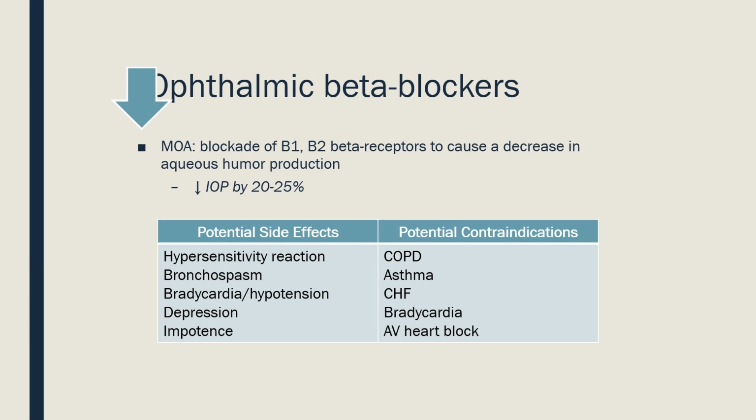Ophthalmic beta blockers cause blockade of beta 1 and beta 2 receptors to cause a decrease in aqueous humor production. This leads to a decrease in intraocular pressure by 20 to 25%. Keep in mind, all of these agents can be absorbed systemically, and therefore they're contraindicated in asthma, COPD, AV block, sinus bradycardia, and overt cardiac failure, especially non-selective agents. Drug-drug interactions include additive beta blockade effects with systemic beta blockers.